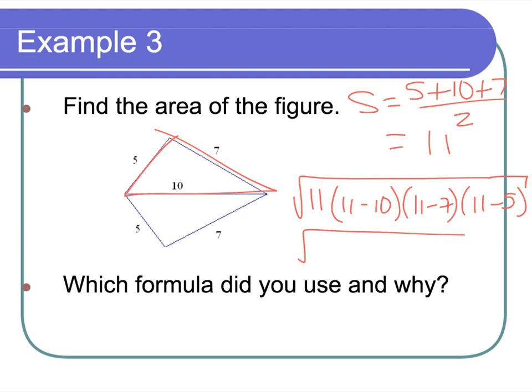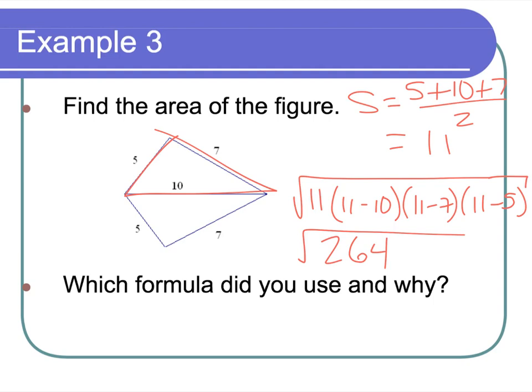All right. So 11 times 1 times 4 times 6. Anybody in the studio audience? 264? Yeah? Did you forget the 11? Don't forget that 11.